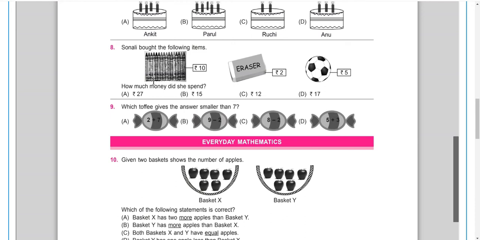So exactly what we need to do here is add all these three items to reach our conclusion of how much total money she spent. So now you have to do the addition: 10 plus 2 plus 5. Can you tell me how much it will come to? Let me try.